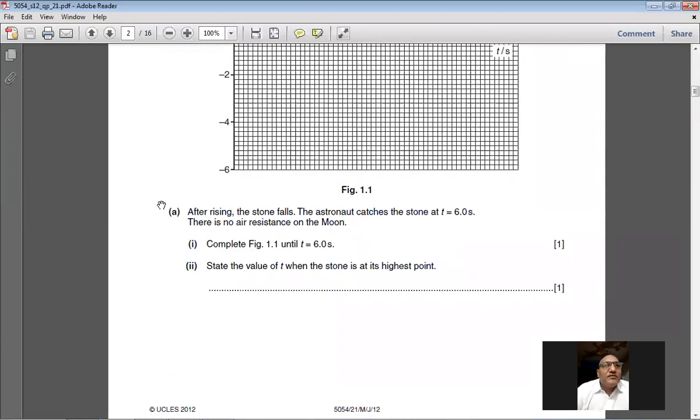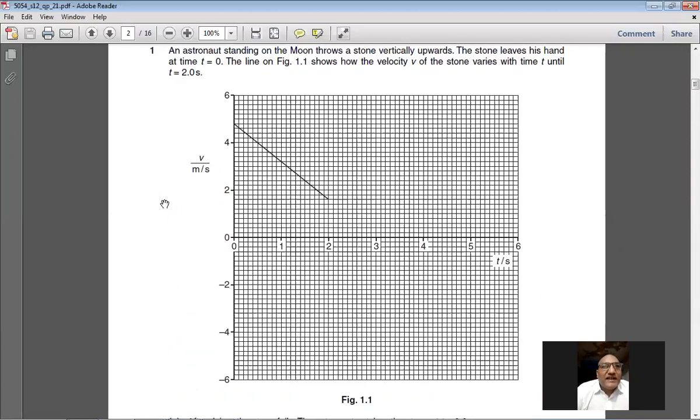After rising, the stone falls. The astronaut catches the stone at t equals 6 seconds. There is no air resistance on the moon. Complete figure 1.1 until t equals 6 seconds. Now we have to complete this graph.